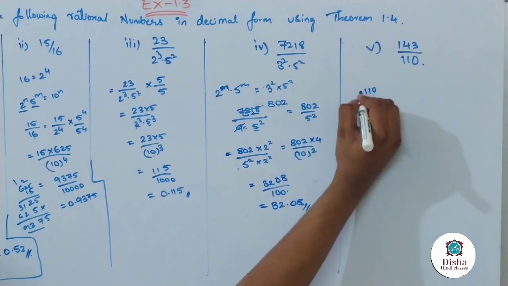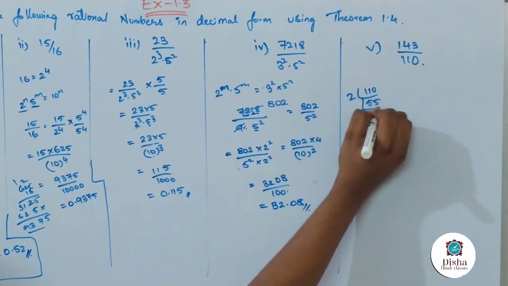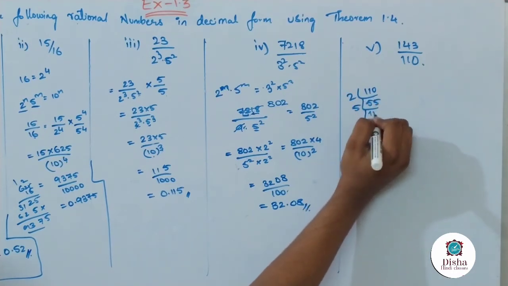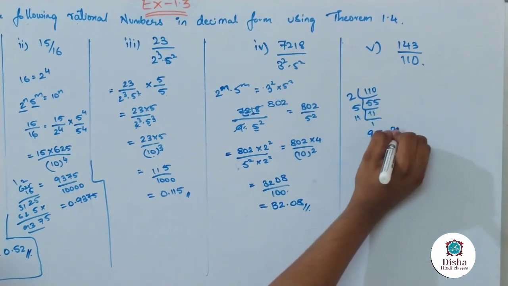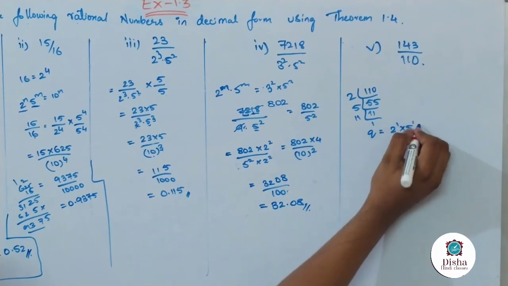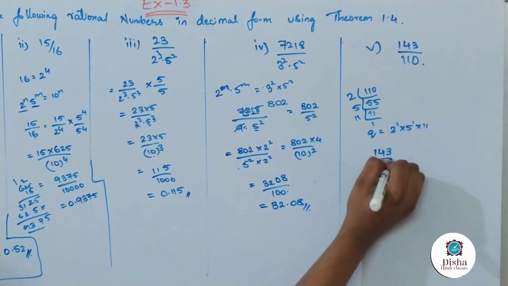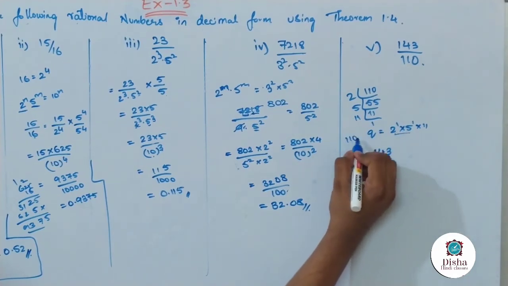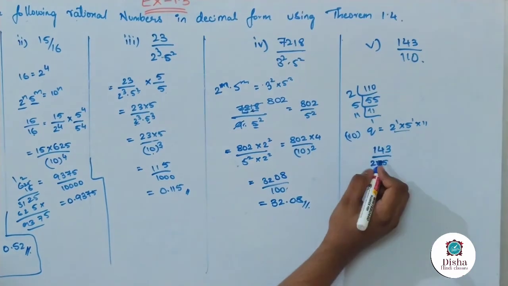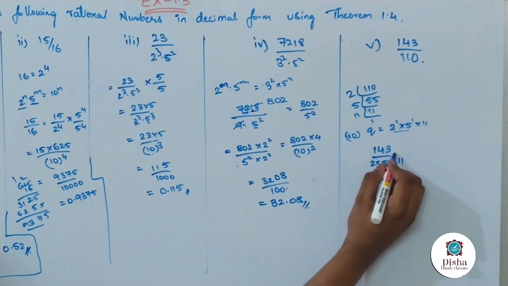So 110 can be prime factorized as 2 into 55, 5 into 11, and 11 one times. So we get q in the form of 2 power 1 into 5 power 1 into 11. So now 143 by, we can write this in the place of 110, right? By 2 into 5 into 11. So we have to divide 143 by 11.